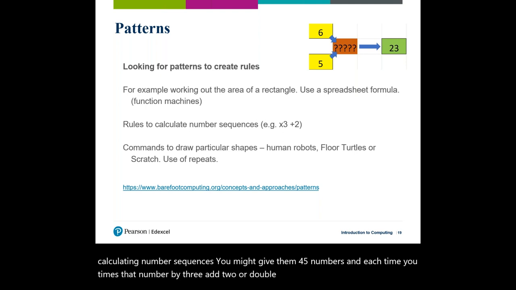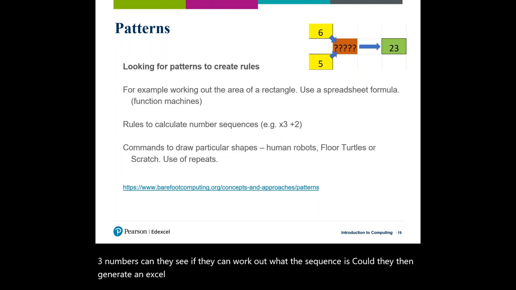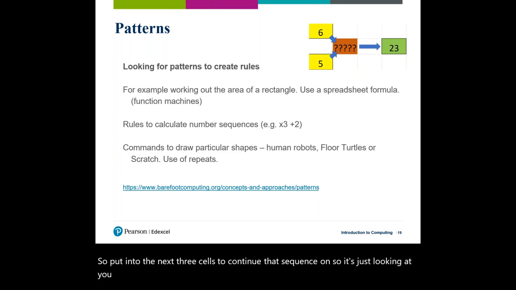And so once you've given them 3 numbers, can they see if they can work out what the sequence is? Could they then generate an Excel formula to put into the next 3 cells to continue that sequence on? So it's just looking at, equals C3 times 3 plus 2, those kind of things where they can work out what the function is.